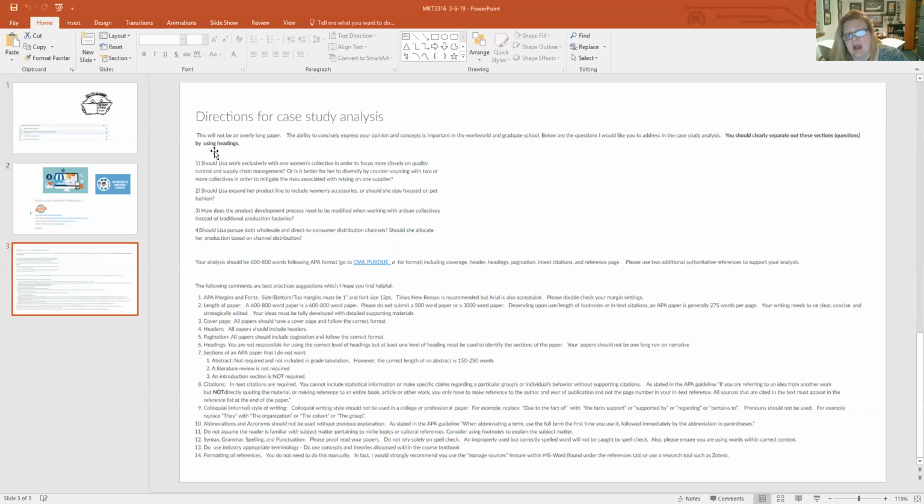Also, the way in which you write needs to be formal. In other words, it should not be colloquial, which is an informal writing. So we're looking for a college or a professional level writing. So I'm giving you some examples here, right? So replace something along the lines of "due to the fact of" with something along the lines of "the fact," "support" or "supported by" or "regarding" or "pertains to." Pronouns really should not be used. Use full names. It's less confusing. For example, replace "they" with the organization or the cohort or the group.